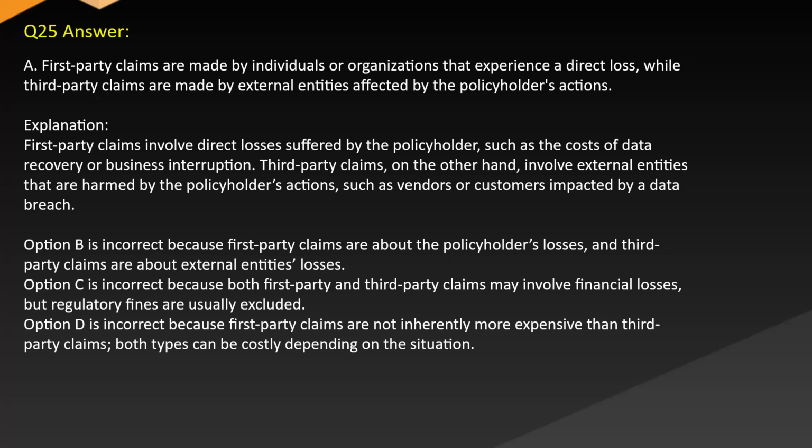Option B is incorrect because first-party claims are about the policyholder's losses and third-party claims are about external entities' losses. Option C is incorrect because both first-party and third-party claims may involve financial losses, but regulatory fines are usually excluded. Option D is incorrect because first-party claims are not inherently more expensive than third-party claims. Both types can be costly depending on the situation.